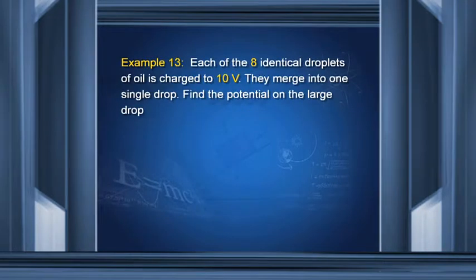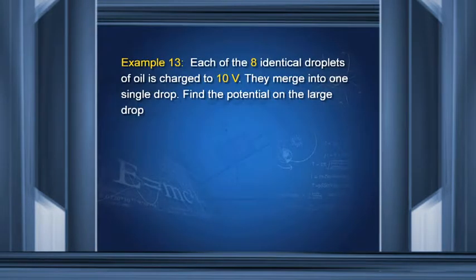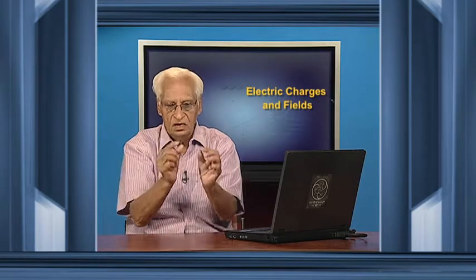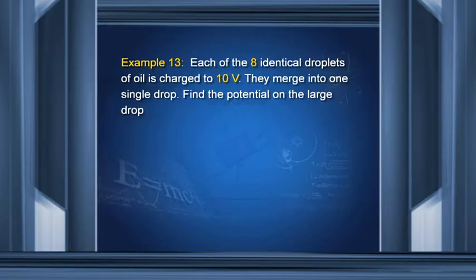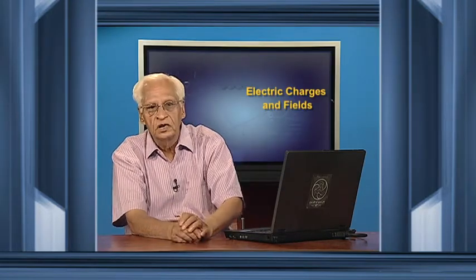Now, we have another variation. Each of the 8 identical droplets of oil is charged to 10 V, 10 volts. They merge into one single drop. Find the potential on the large drop. So, we have 8 small drops, they merge and they form a big drop. So, we have to find the potential due to the large drop.